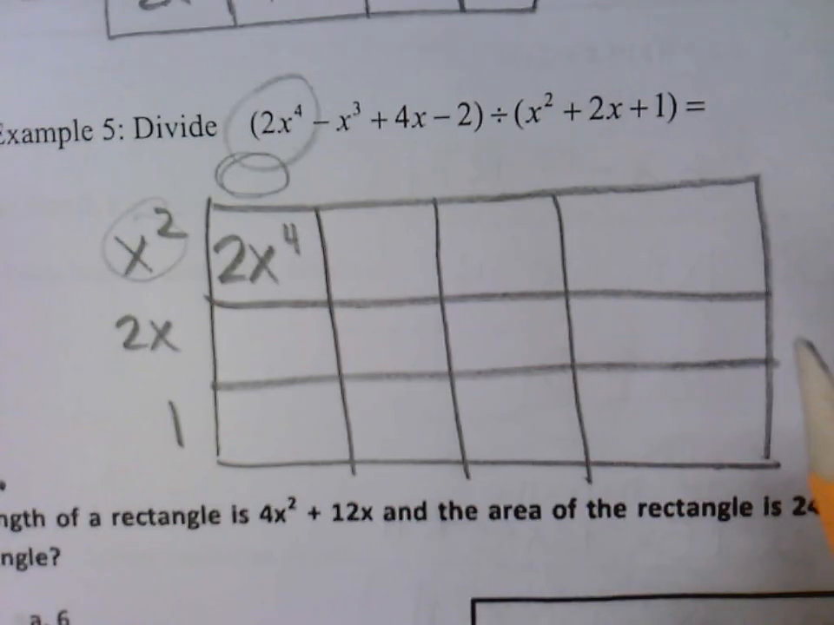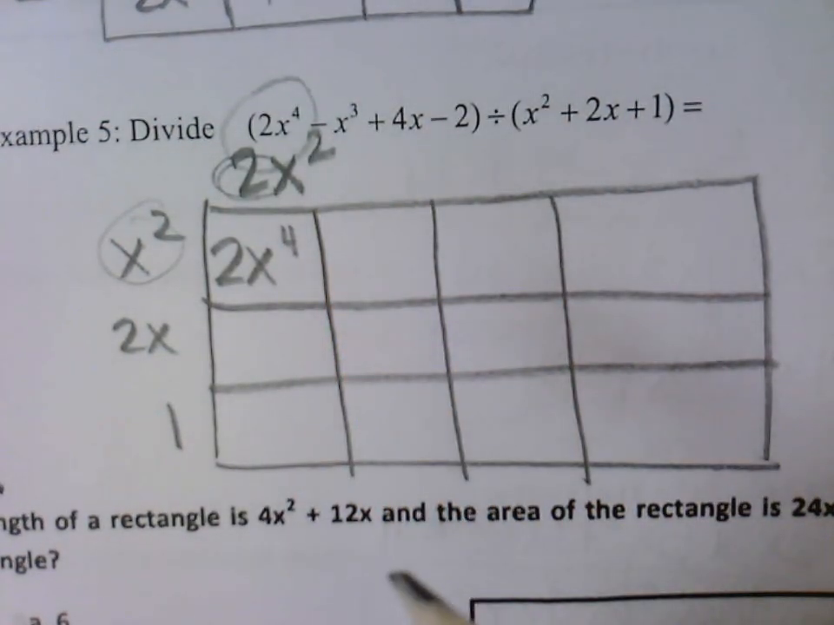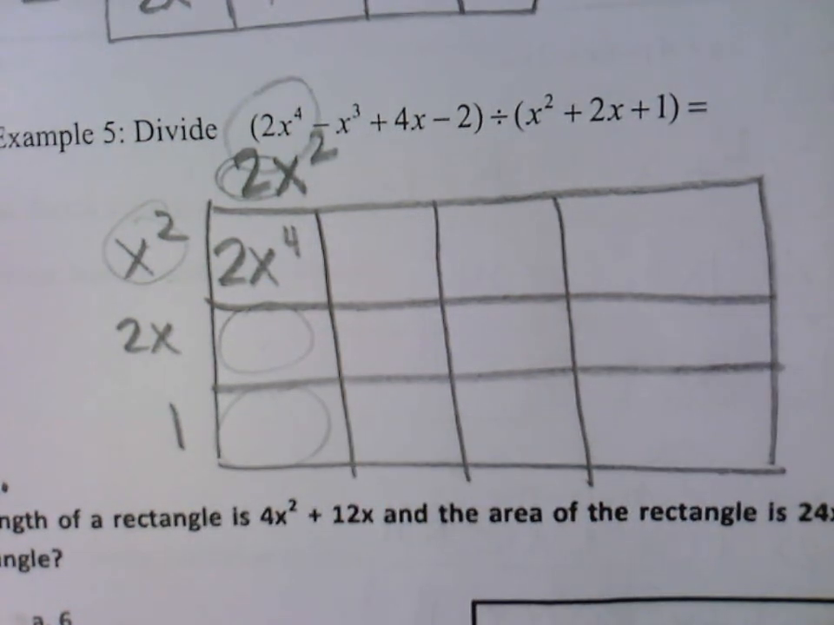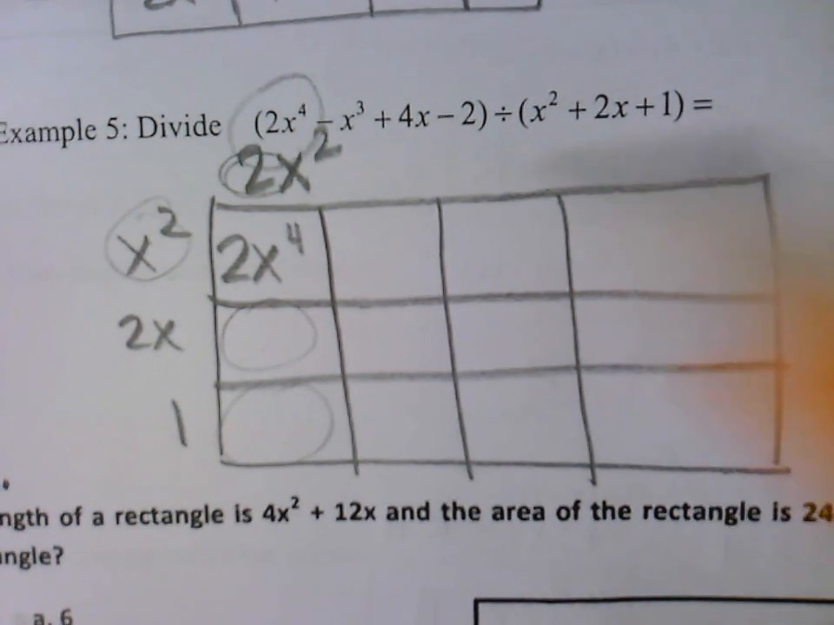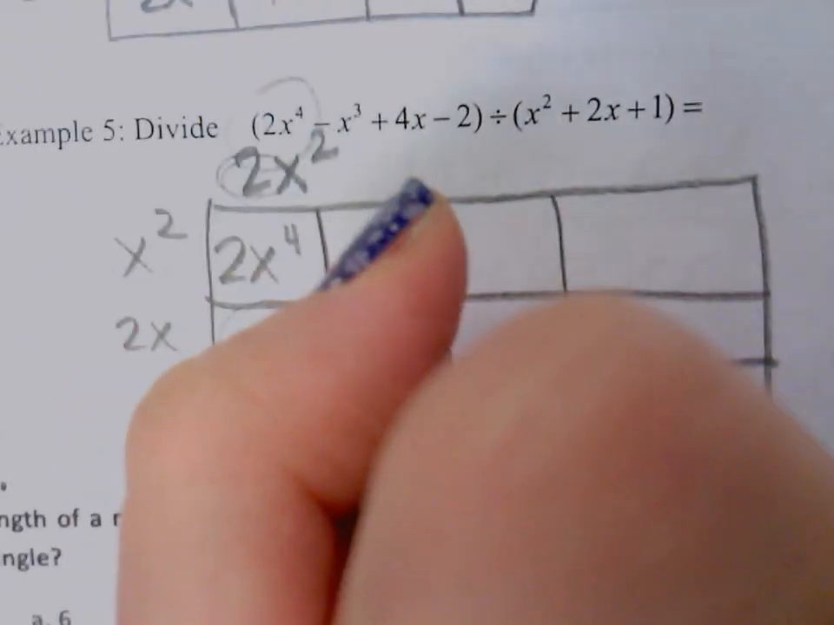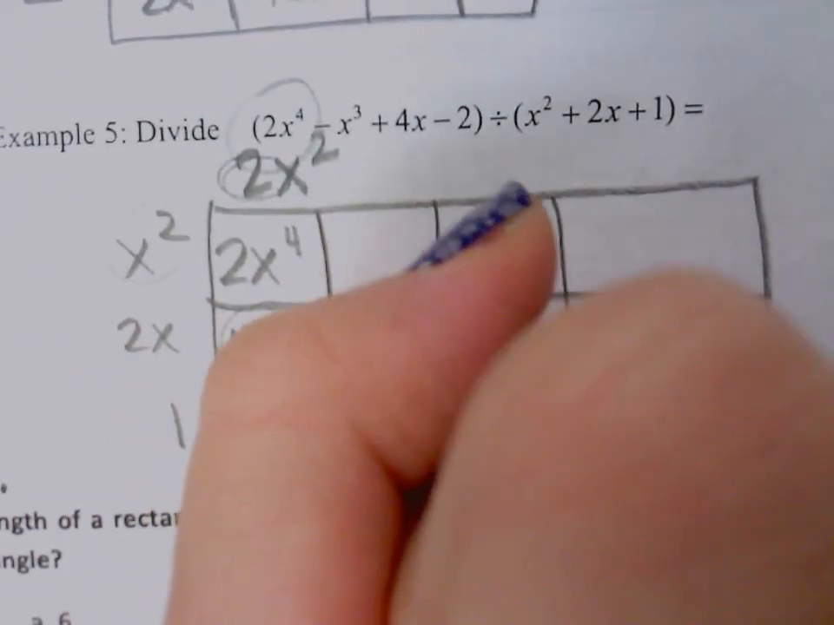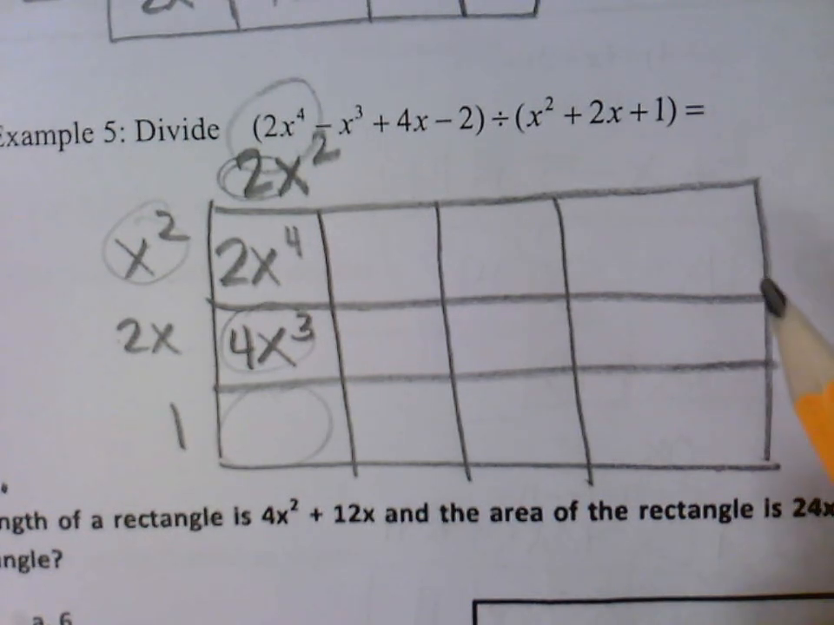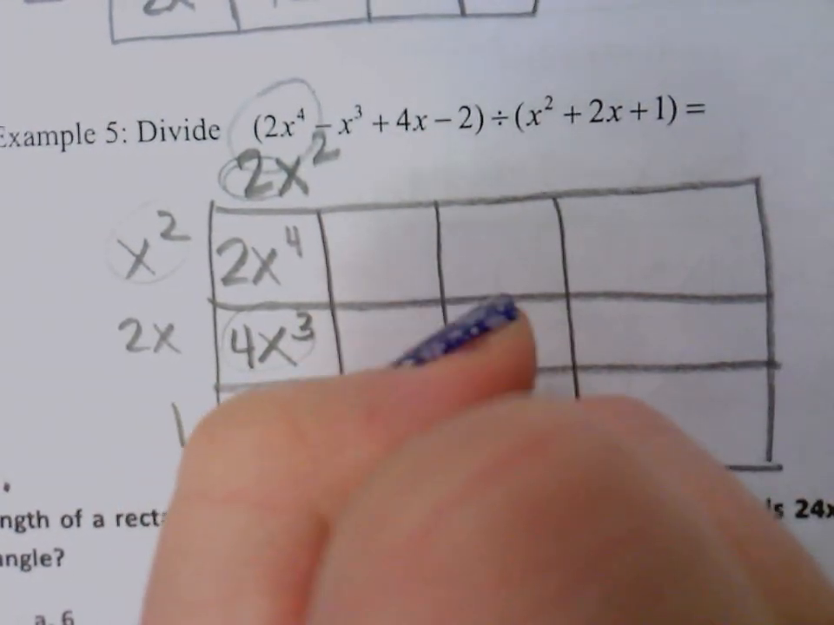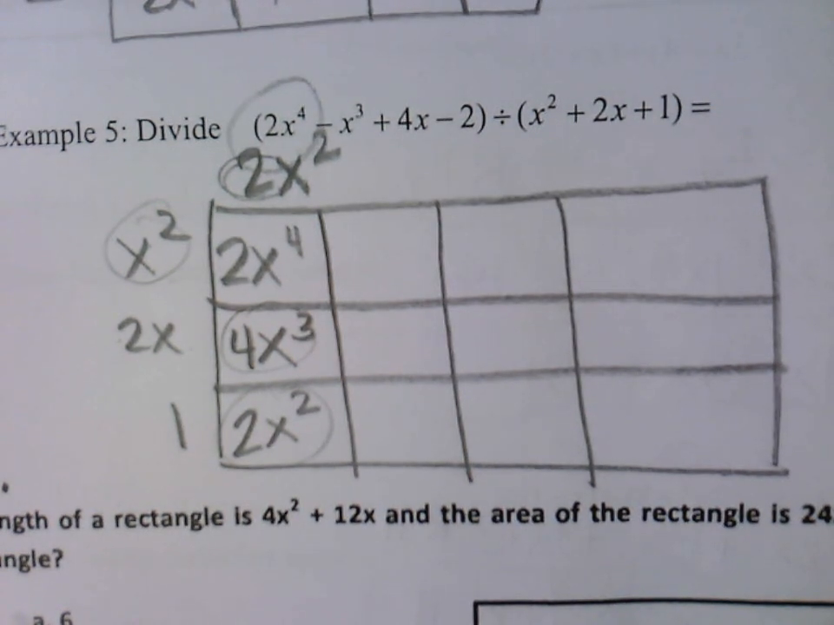So it's going to be 2x squared is the first part of our quotient. Now you've got 2 boxes underneath it that you can fill in. So I do 2x squared times 2x. Well, 2 times 2 is 4, and that would give me x to the third power. And then 2x squared times 1 is just itself, right? 2x squared.